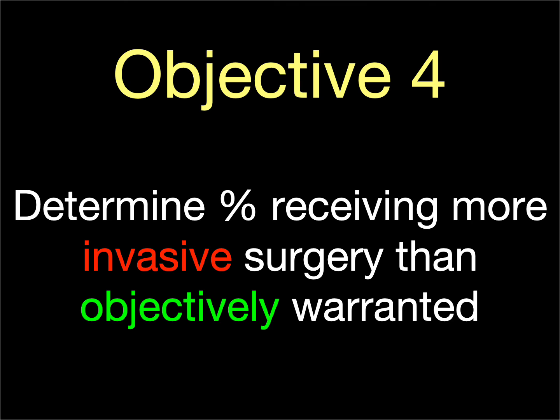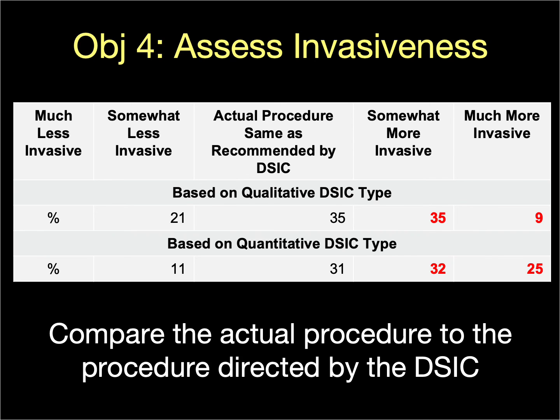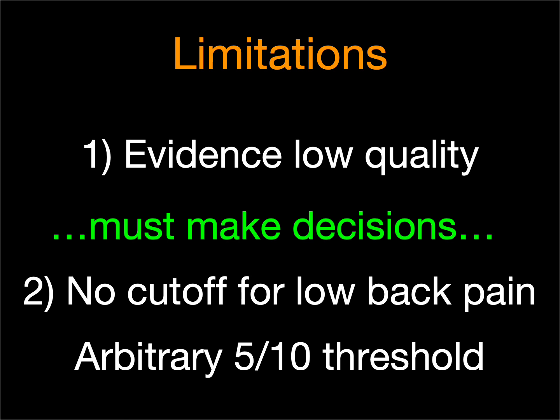Lastly, we wanted to determine the percent of patients receiving more invasive surgery than was objectively warranted. Here's the breakdown of the actual procedure patients received, and you can see that 56% of patients actually received the most invasive surgical option. So we compared the actual procedure that patients received to the one that was suggested by our objective tool. Once again, to summarize this information, 57% of patients received more invasive surgery than was objectively warranted.